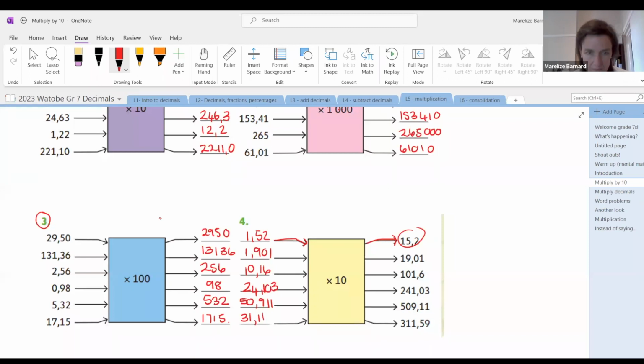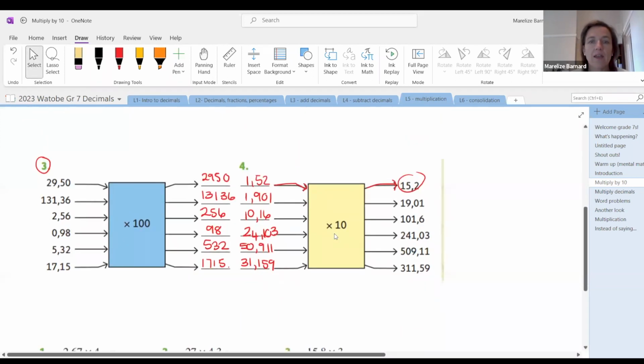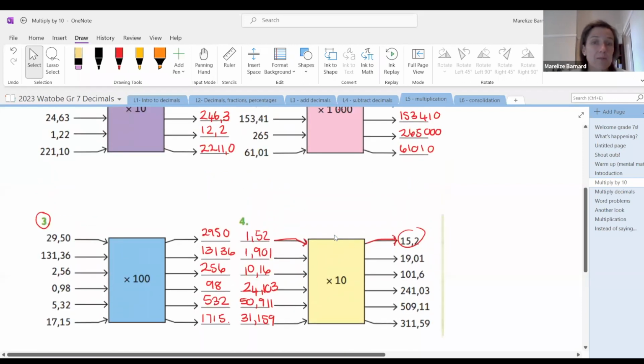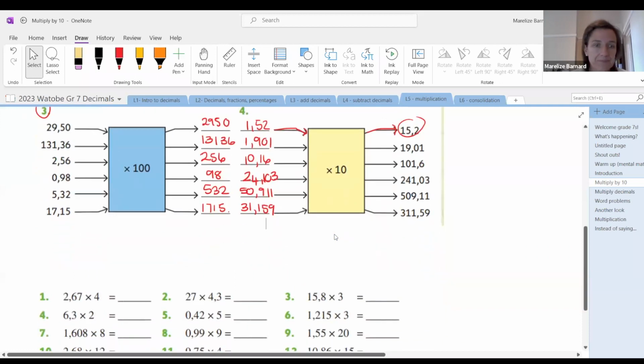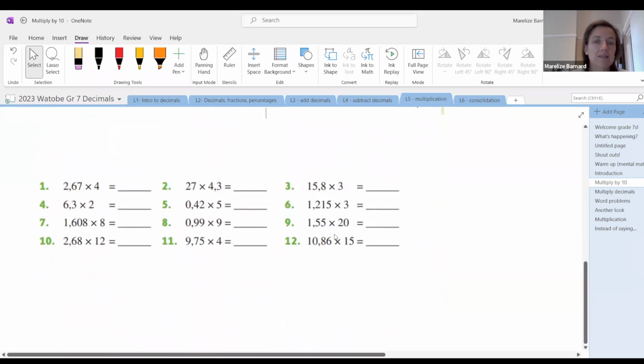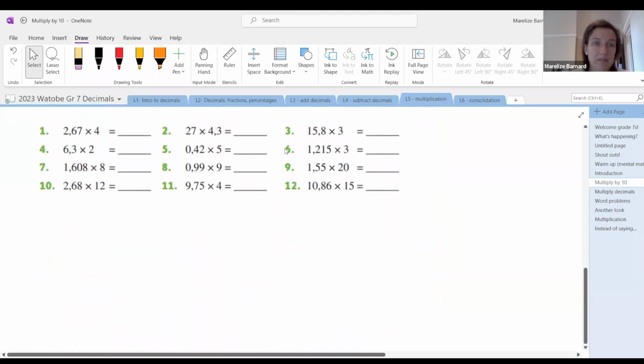I think I've got too many ones here in my answer. 31,159. There we go. Right. So that's how it works when we are timesing decimals by 10, 100, and 1,000. Now we're going to go on and times decimals by other numbers. First, just by whole numbers.